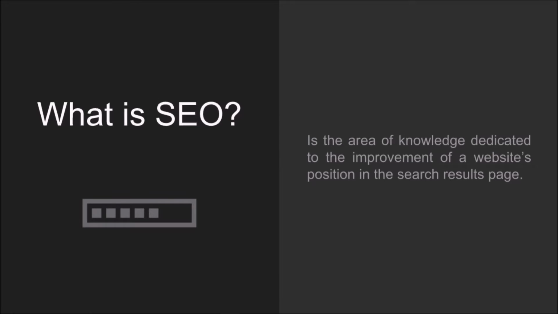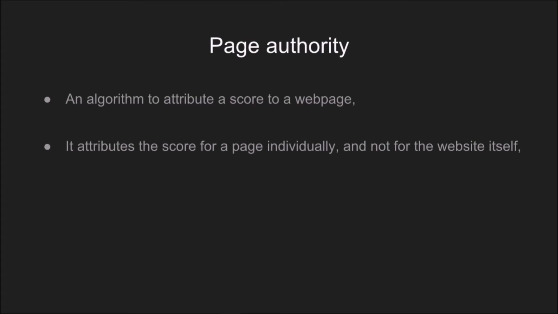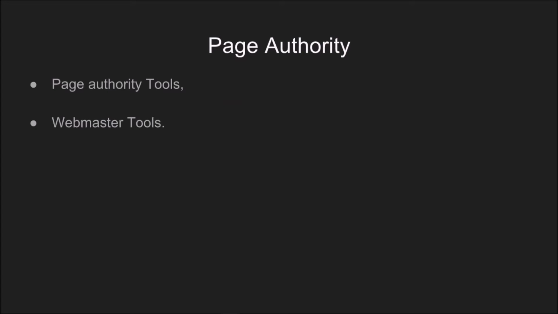SEO, or search engine optimization, is the area of knowledge dedicated to the improvement of a website's position in the search results page. Page authority attributes a score to a web page, not to a website. And although the score of each page is kept secret, we know that it goes from 1 to 99, being 99 the best score possible. It's important to understand that it attributes the score for a page individually and not for the website itself.